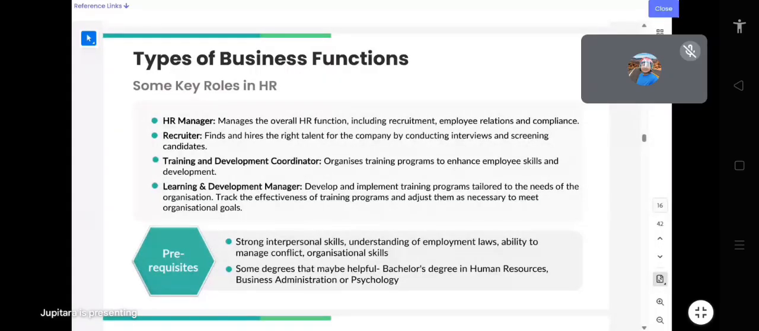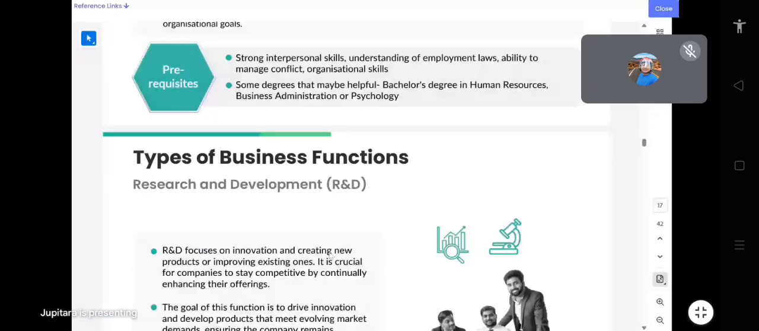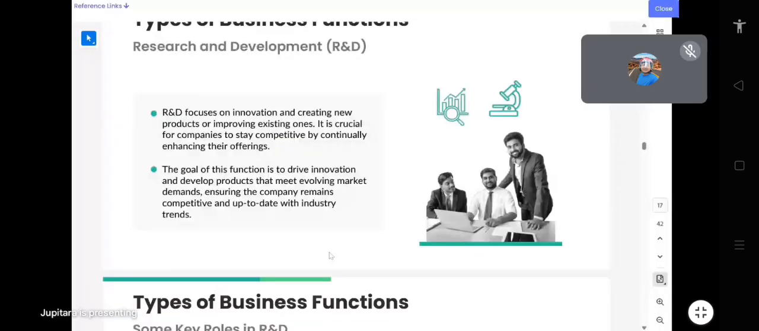Learning and development managers are those who provide training according to the needs of the organization. Let's say some of the employees lack some skills, so they will be upskilling those particular employees. Those come under your learning and development managers. So the prerequisites or basic skills required in the HR department: strong interpersonal skills, understanding of employment laws, ability to manage conflict, and organizational skills. Okay. Then research and development, R&D, as we say in short.